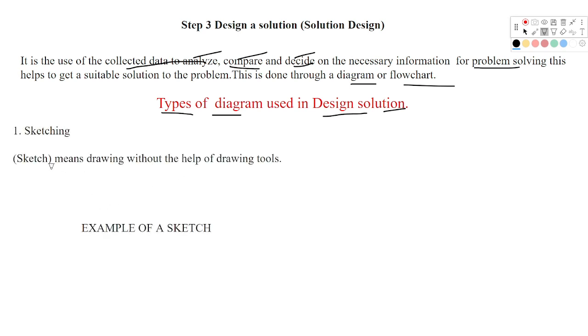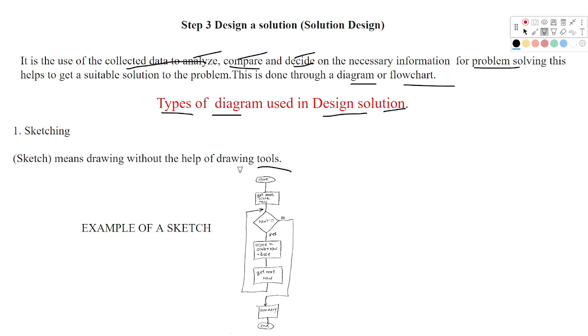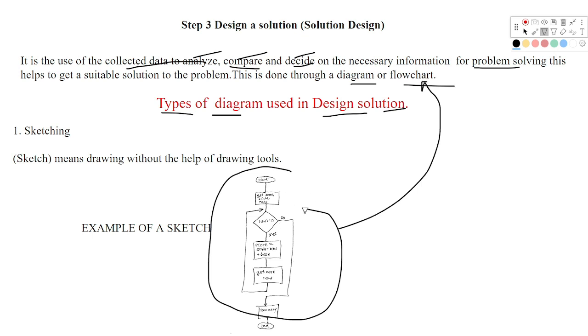Number one, we have sketching. This means drawing without the help of drawing tools. This over here is an example of a flowchart, and this one is just a sketch. A sketch means drawing without the help of any drawing tool. For example, I can sketch and say start, and then just draw a circle like that, and then draw something else and say finish.